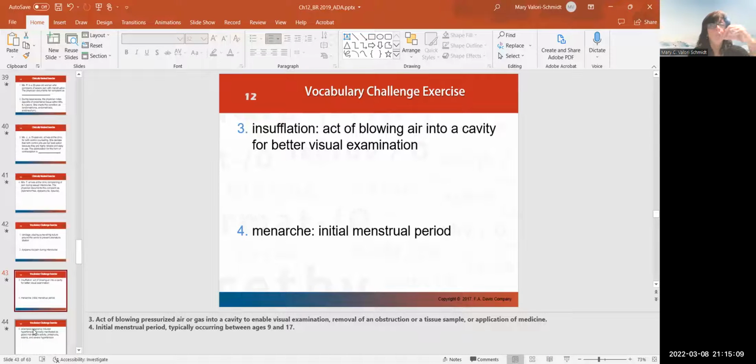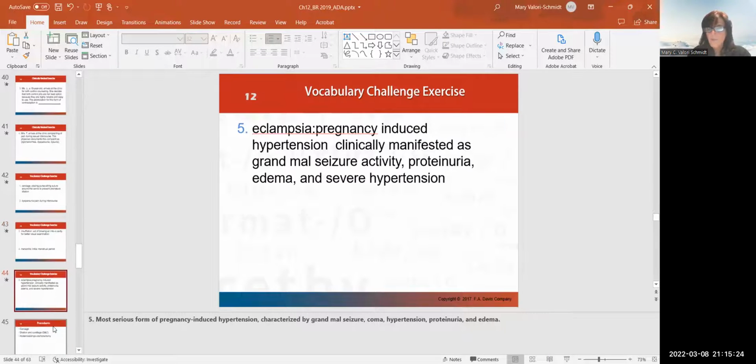Insufflation is when they blow air into a cavity for better visual examination. So with a laparoscope or laparoscopic examination, they will actually do an insufflation where air gets blown into that abdominal cavity so they can see better. Menarche is the first menstrual period.